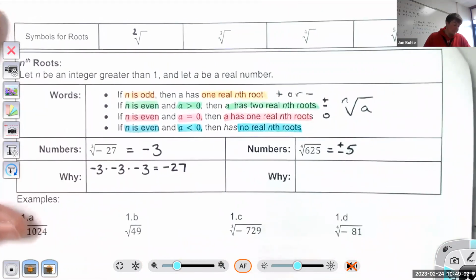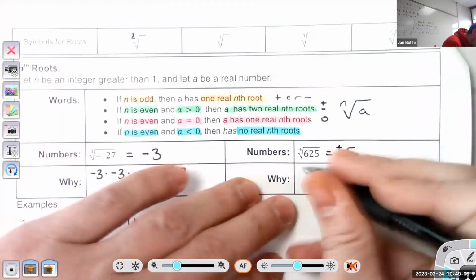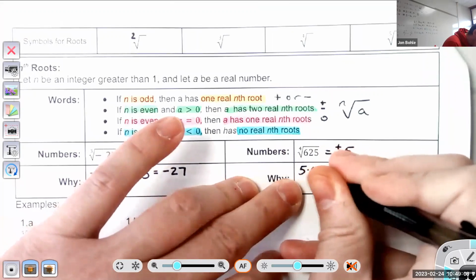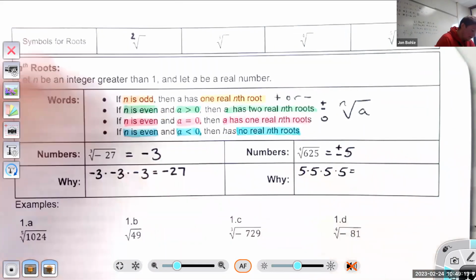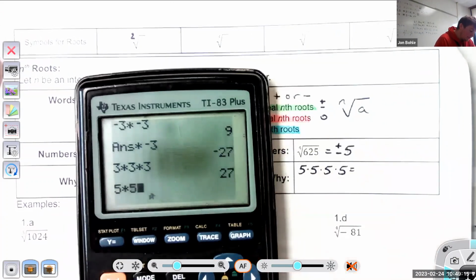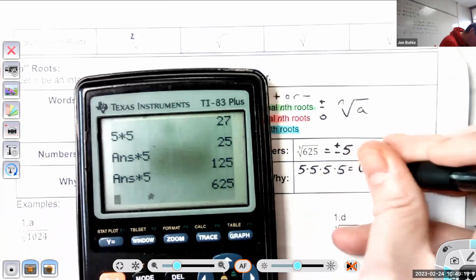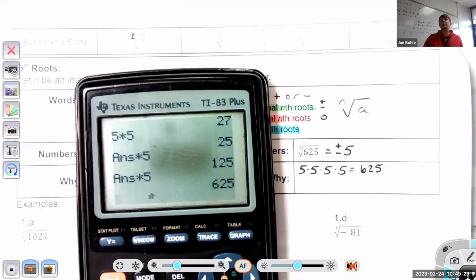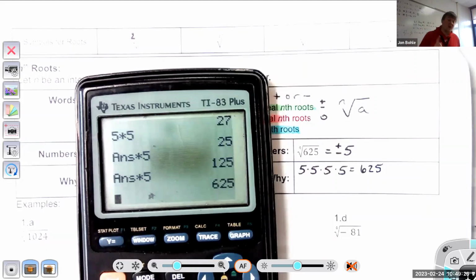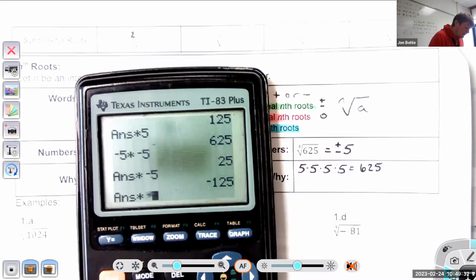Okay, let's talk why. I'll start with the positive one. It's positive 5 because 5 times 5 times 5 times 5, well, let's check: 1, 2, 3, 4, 625. And unlike the previous one, it is also negative 5 because negative 5 taken 4 times, 1, 2, 3, 4, also gives 625.